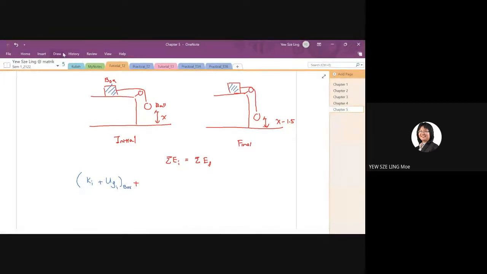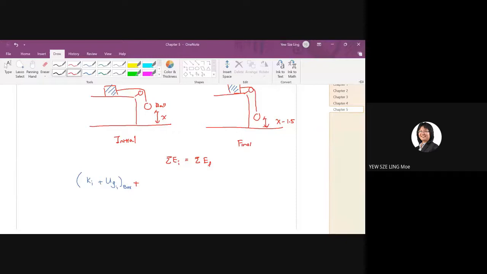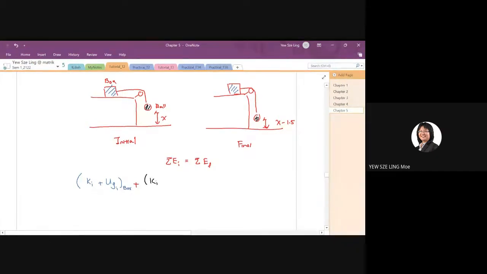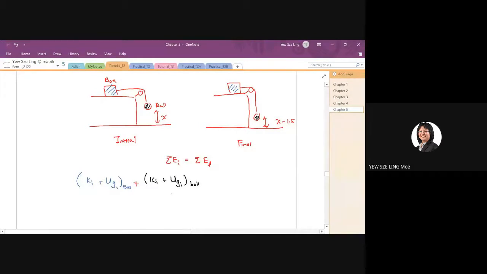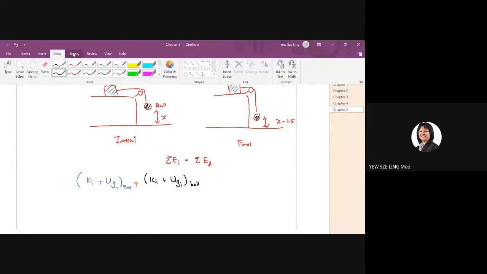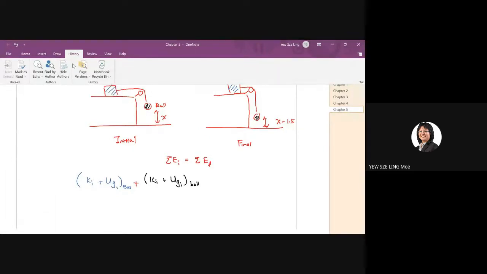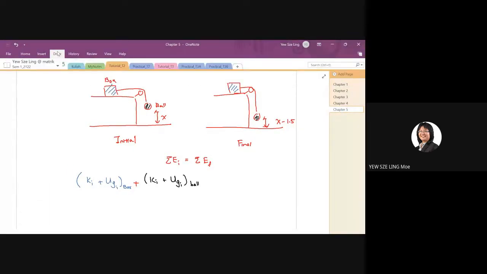Plus, what am I going to do next? I'm going to look at what happens to the ball. I need to take into consideration the energy involved for the ball as well. So bracket K initial plus UG initial for the ball. I need to take into consideration the energy for both of them, not just one of them. Of course, you can write Ki box plus Ki ball, and then plus UG box plus UG ball. It is up to you. This is how I write it.